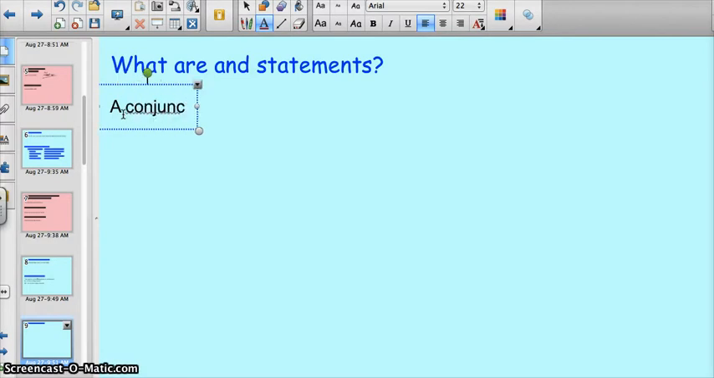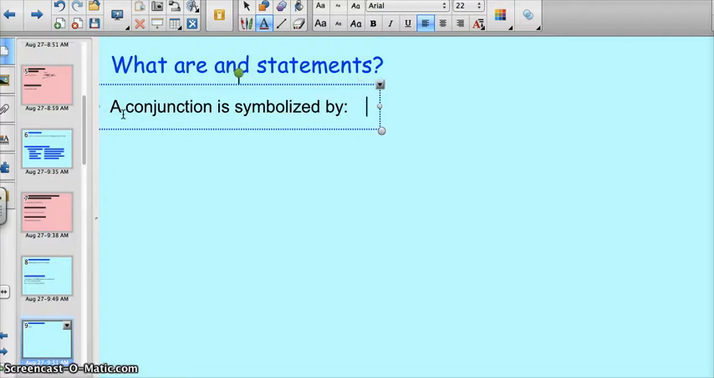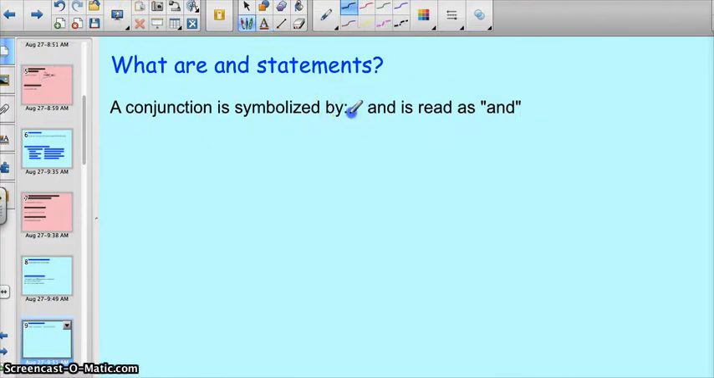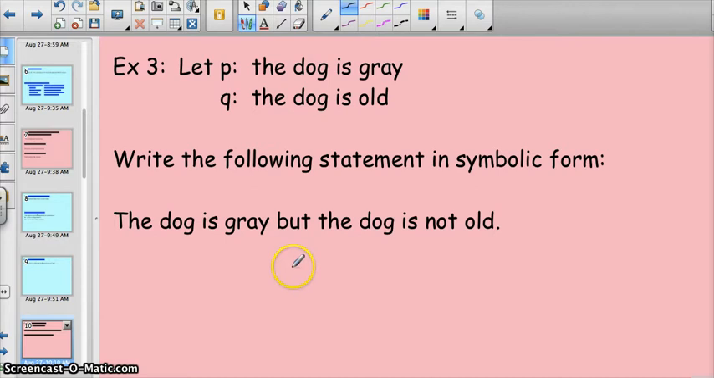So a conjunction, C-O-N-J-U-N-C-T-I-O-N, is symbolized by, and in a second I'll get you that symbol, but more importantly, it is read as and. We're talking about how to put things into symbols at this point in time. Now the symbol that you're going to utilize is kind of like a triangle, or an arrow upside down, a tent. I don't know how you want to look at that, but that's essentially what we're talking about with the conjunction, being read and.